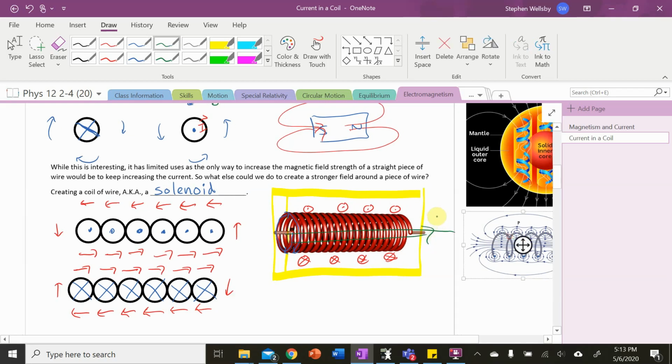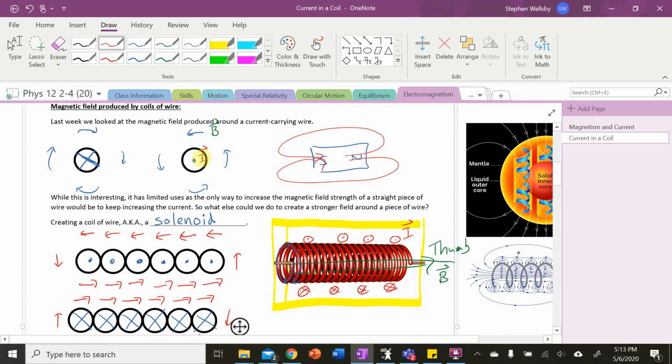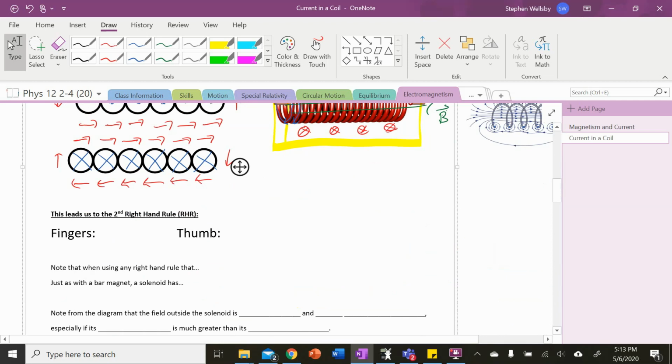So my thumb is going to be going in this direction, which is also the direction of the magnetic field, and my fingers are going to be going in this direction, which is the direction of the current. So here, the current was our thumb, and the magnetic field was our fingers. Now, the current is my fingers, and the magnetic field is my thumb. So we've reversed that for the second right-hand rule. So again, the fingers here represent the current, and the thumb represents the magnetic field.